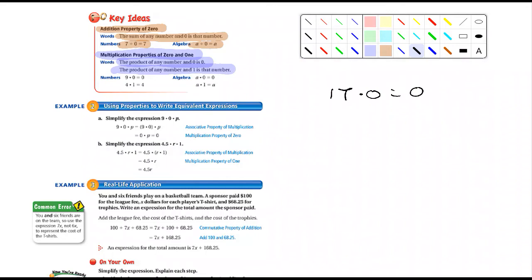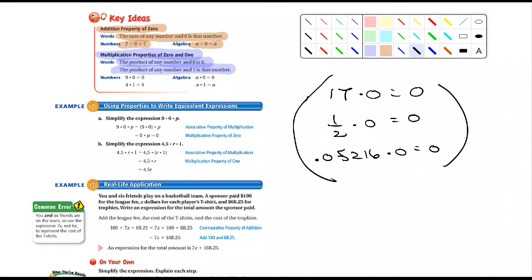So you guys know that any number, no matter what it is, times 0 equals 0. So 0.05216 times 0 equals 0. Okay? And so all of these are an example of this: the product of any number and 0 is 0.